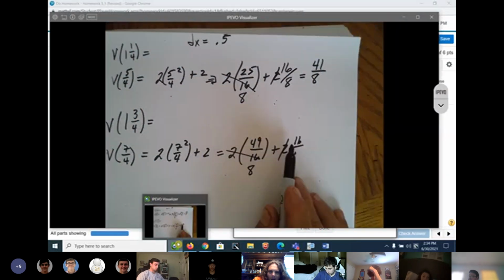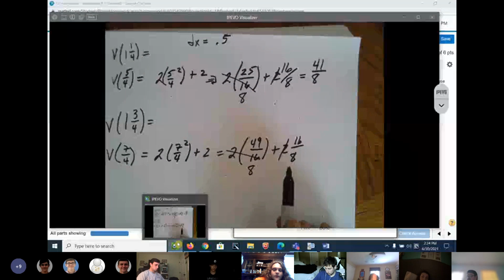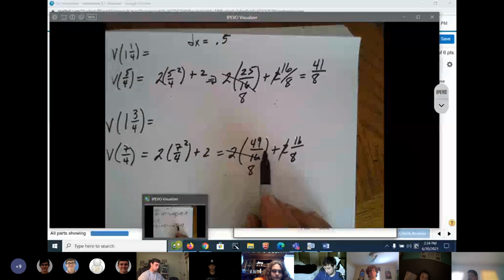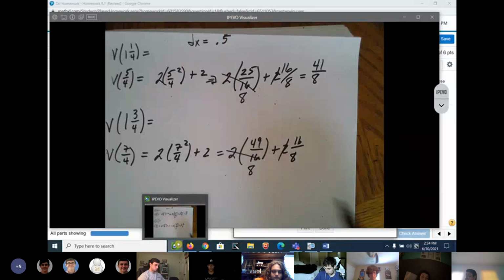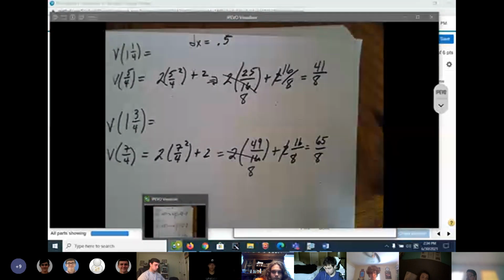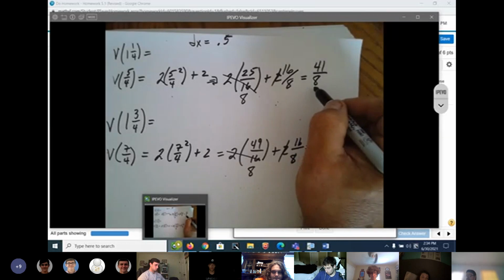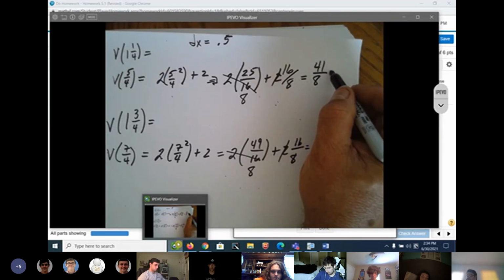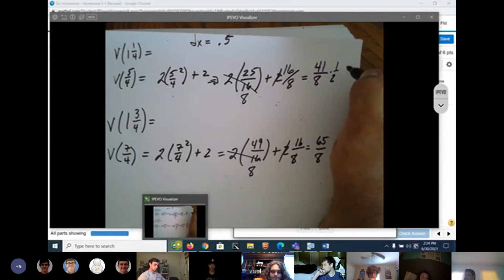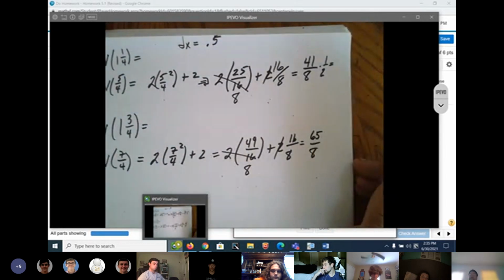And 49 plus 16, well, 50 plus 16 is what? 65. And multiply by 1/2, right? Because that's the base. And the area for the first rectangle is 41/16.